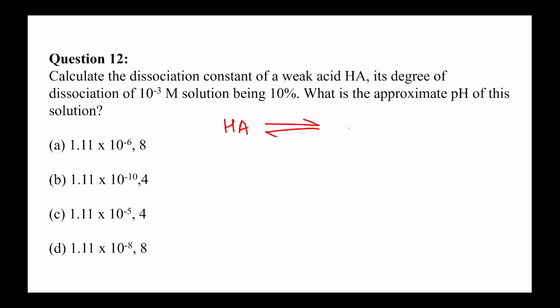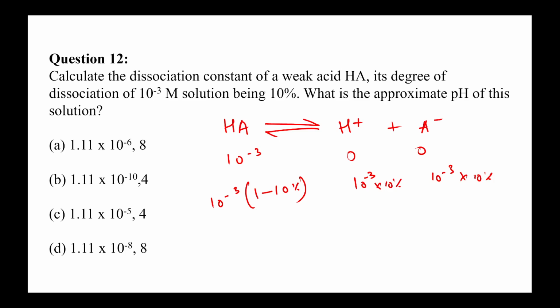Quickly I'll give you a recap. If I have a weak acid HA, I'll have H plus ion and A minus as counter ions. The starting concentration is 10 raised to the power minus 3 molar, and here we'll have 0. After dissociation, 10% of this is dissociated. So this will be 10 raised to the power minus 3 into 1 minus 10%, and 10 raised to the power minus 3 into 10% for each ion. 10% means 10 upon 100.